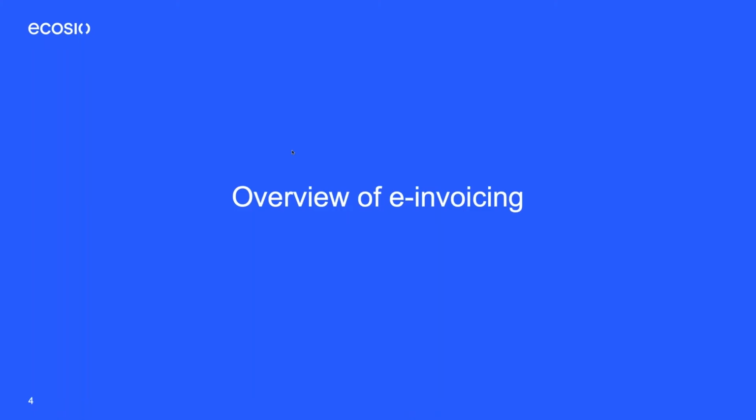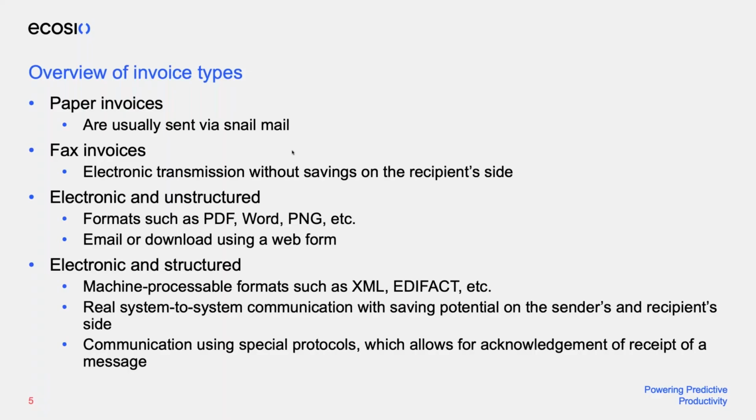In general, what is e-invoicing all about? Well, we have to start by examining what invoice types we actually have. And I guess the most important one are paper invoices. Usually they are sent via snail mail from a sender to a receiver, and typically no cost savings occur there. Further elevation of the paper invoice would be a fax invoice, where the electronic transmission occurs using the fax system, and the savings are only on the recipient side.